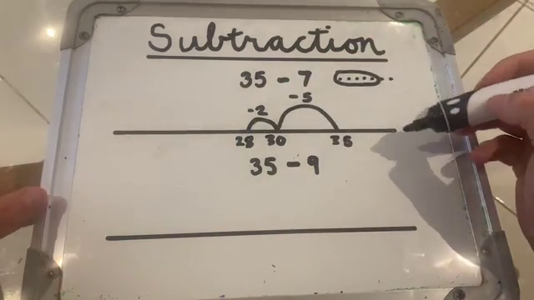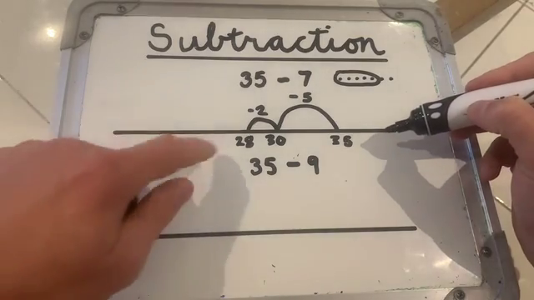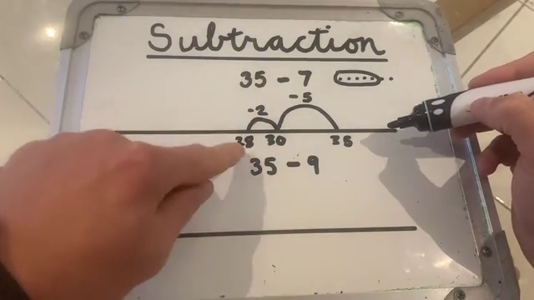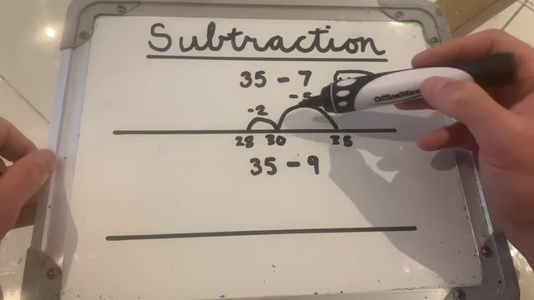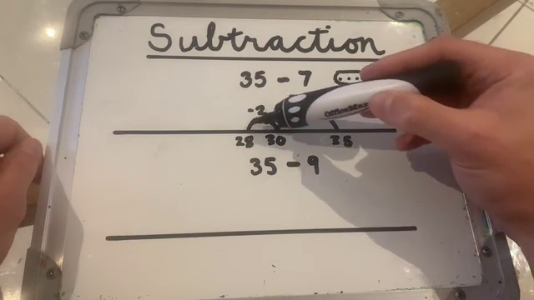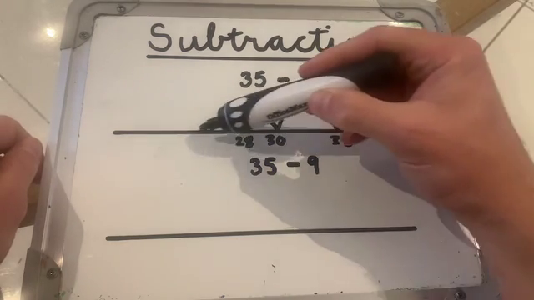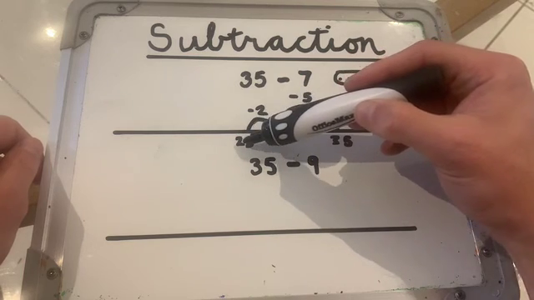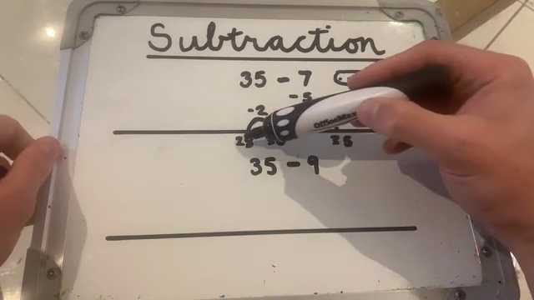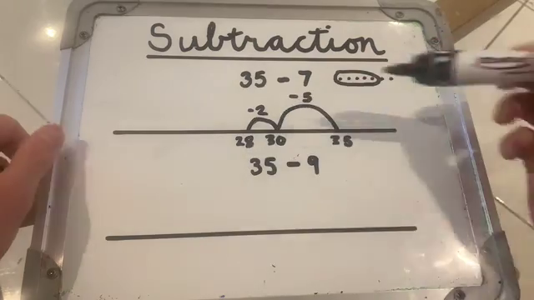This is where those pairs to 10 are still really handy, because I know 8 and 2 make 10. So when you're doing subtraction, whatever the other pair is, if I'm taking 2, that means there must be 8 remaining, and the tens digit hasn't changed because I haven't crossed over. So 28 is the answer there.